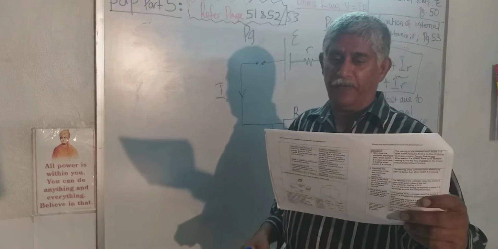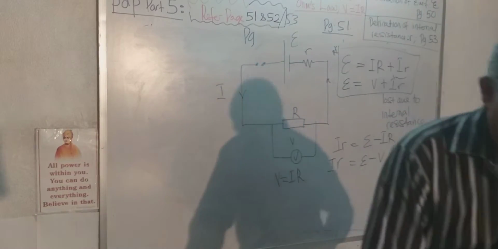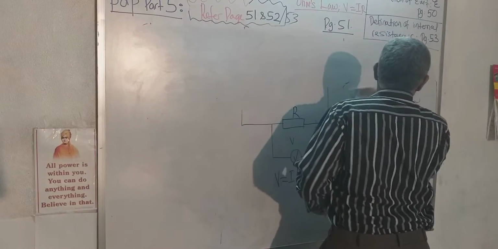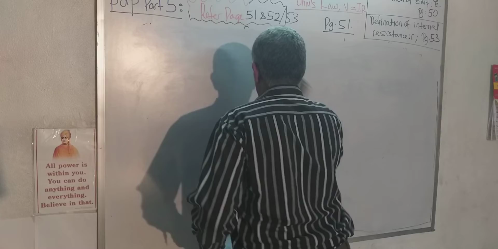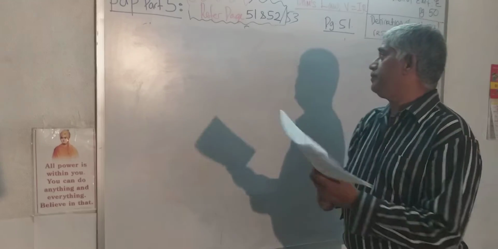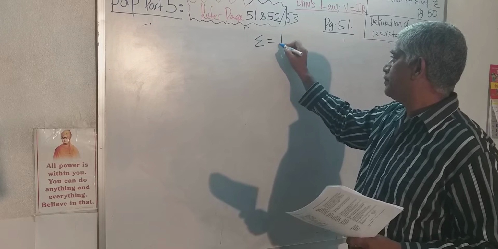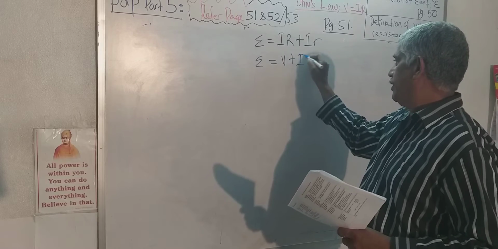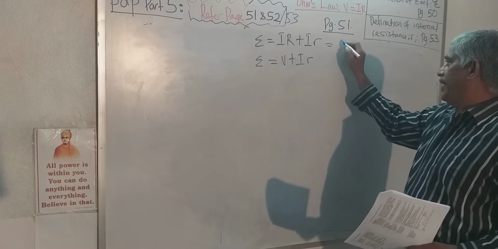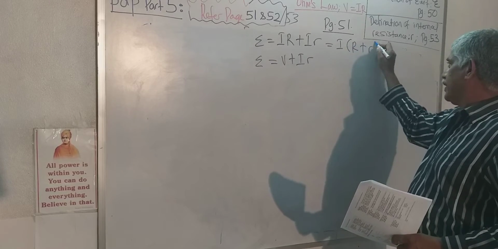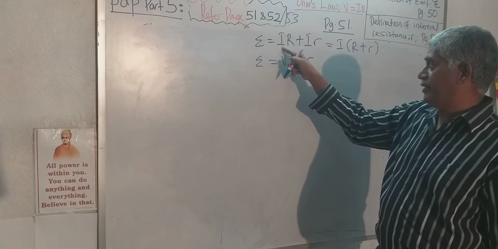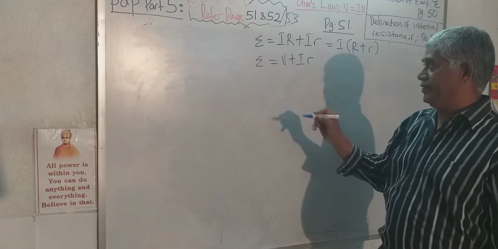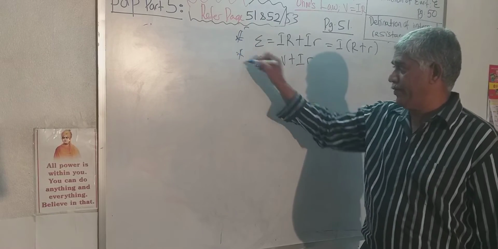Please look at page 54, example 1. The equation for you to remember is either this or this. Since the current is the same, I can also write it as this. Sometimes we can write it as R plus r, because of the common factor I when the circuit is closed, with external resistance and internal resistance. Or this we can write as this. So please remember these two equations as well.